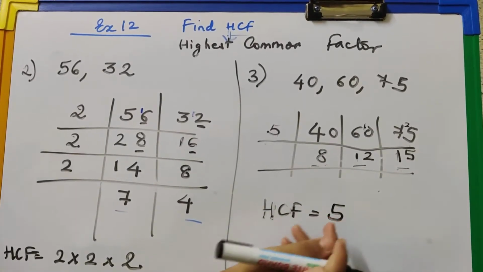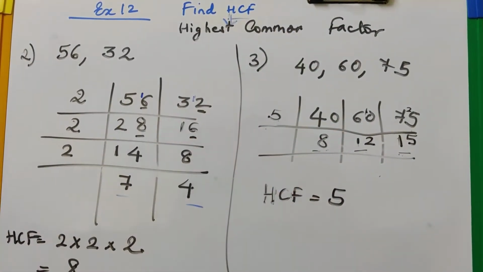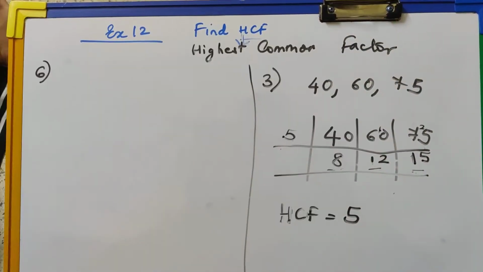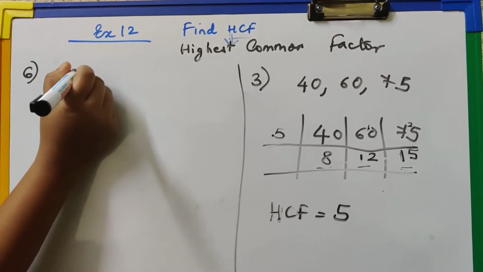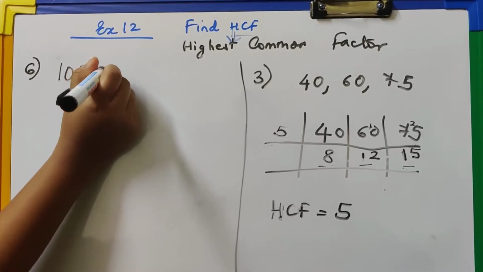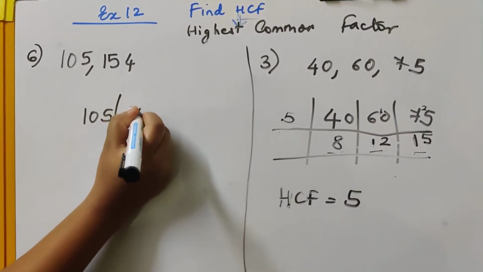Is 5. So what is the highest common factor of 40, 60 and 75? 5. Let's go to the next sum. So let's take the sixth sum, that is 105 and 154. So again, write it in the vertical format.